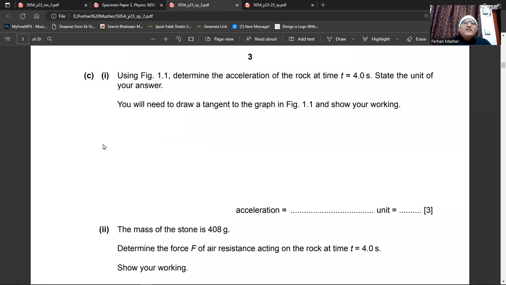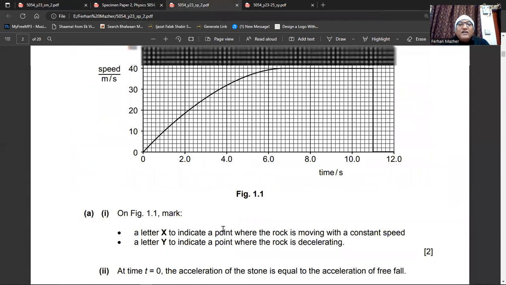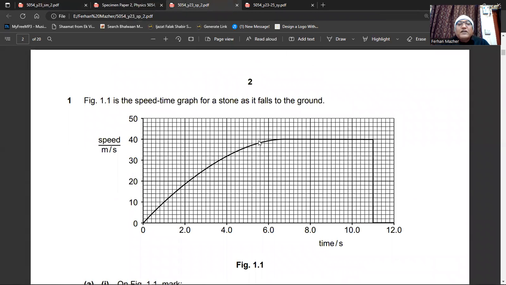C, first part. Using the figure 1.1, determine the acceleration of the rock at t equals to 4 seconds. State the unit of your answer. You will need to draw a tangent to the graph in the figure 1.1 and show your working. So we have to calculate the acceleration when the time is 4 seconds. And if you look at the graph, at 4 seconds, the speed time graph is a curve.